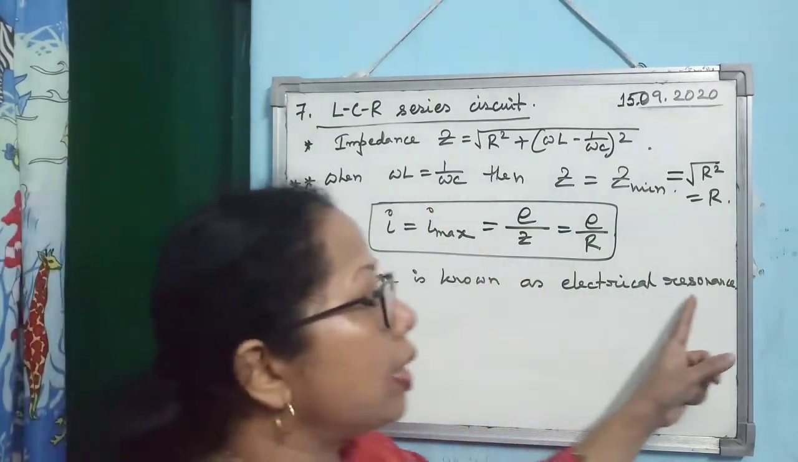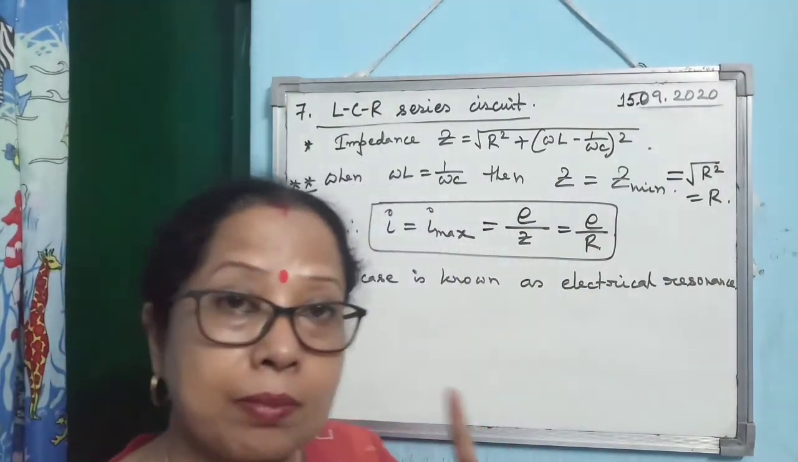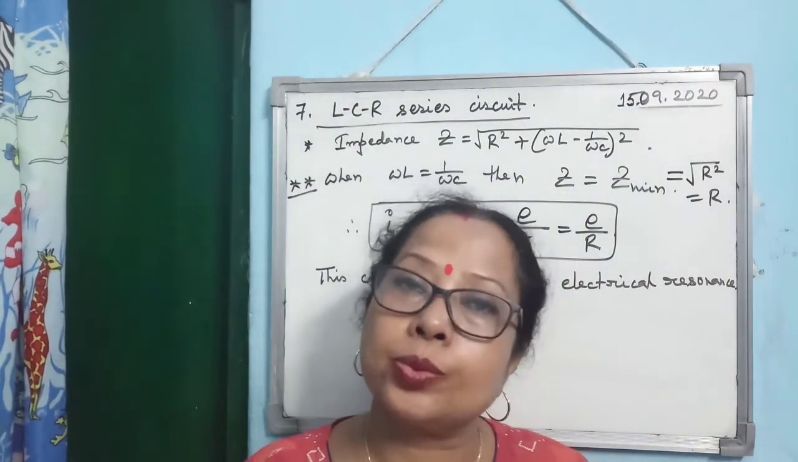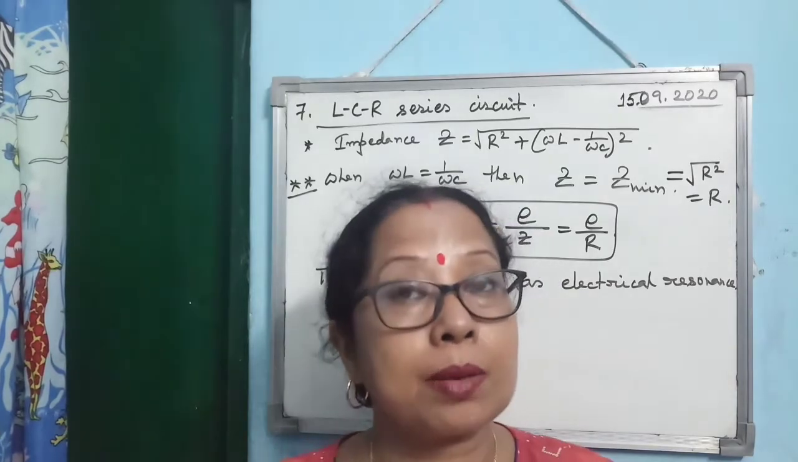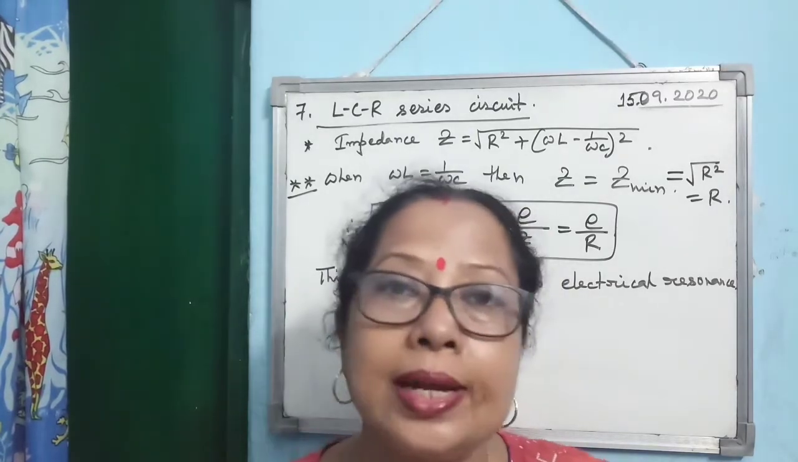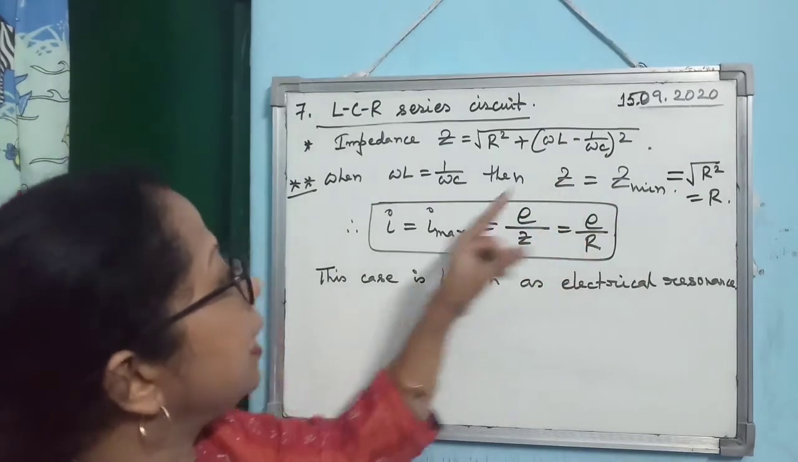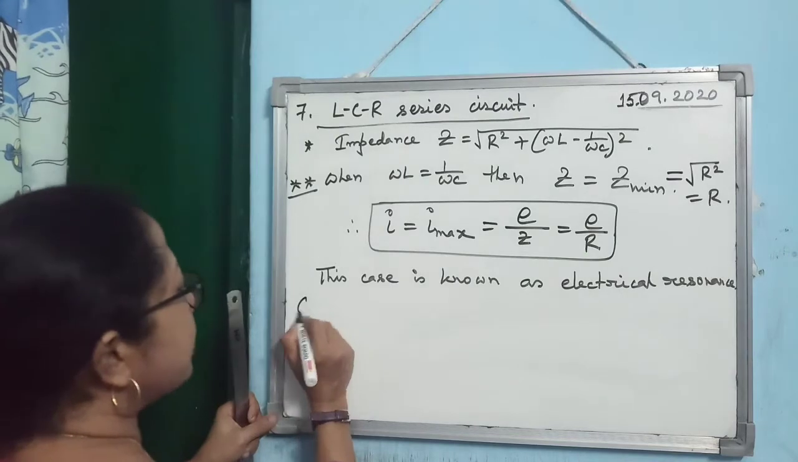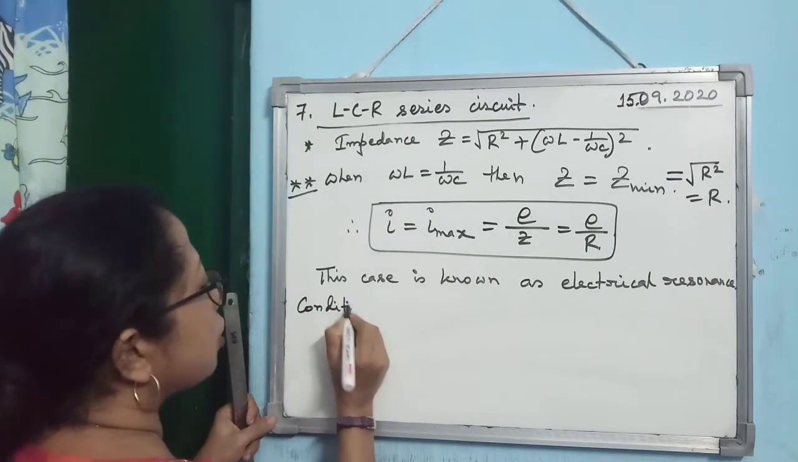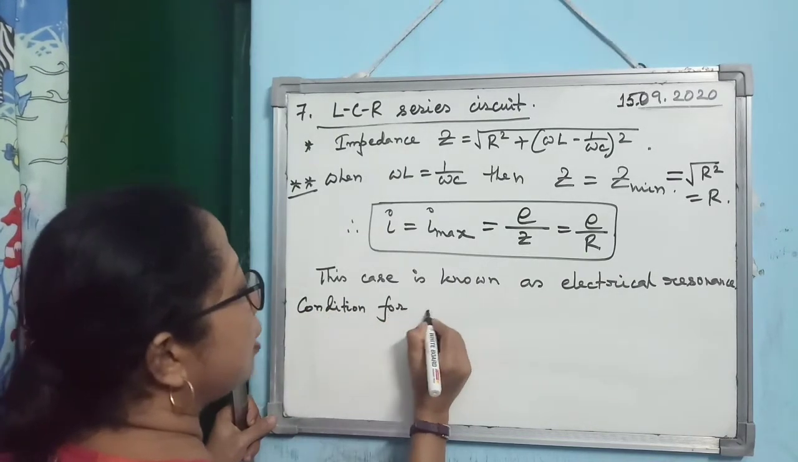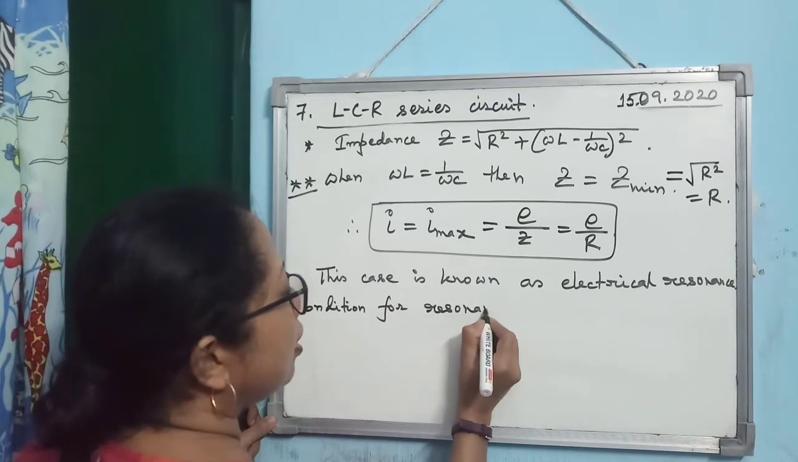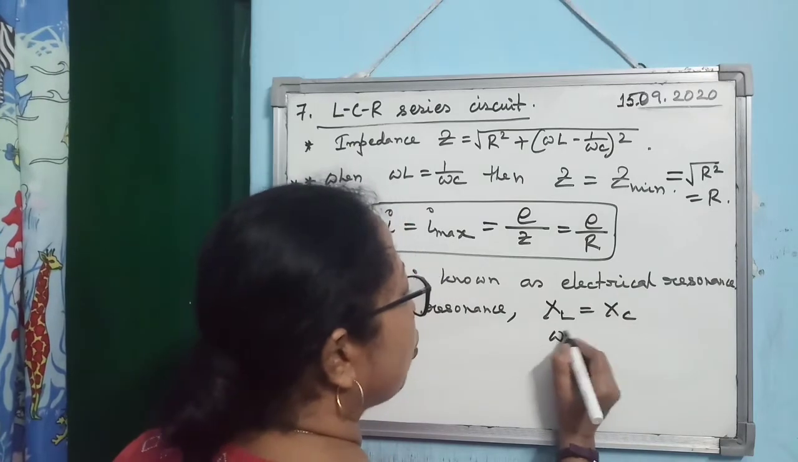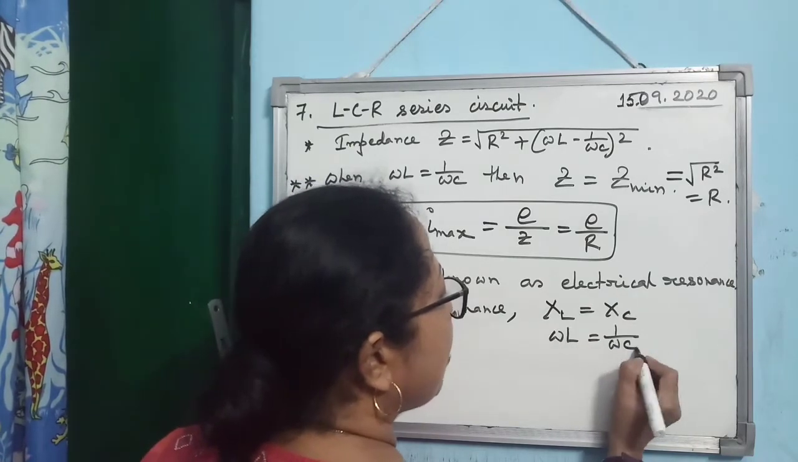So when electrical resonance takes place, third time I am saying, as it is important: electrical resonance takes place when current in the LCR series circuit becomes maximum, and it happens when Z is minimum, and when Z becomes minimum, omega L equals 1 upon omega C. So what is the condition for resonance? That you have to remember. That XL equals XC, means omega L equals 1 upon omega C.